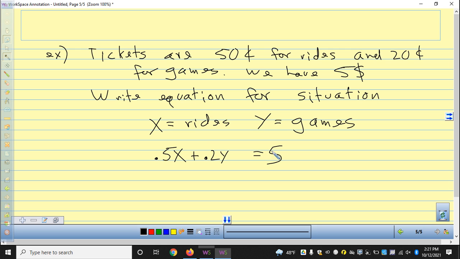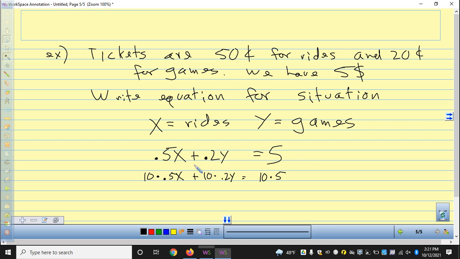Now if we wanted to avoid dealing with these decimals, 0.5 and 0.2, what could we do to make this all in whole numbers? What can we multiply by to get rid of those decimals? What would move the decimal over one place? Multiply by 10. So I'm going to multiply 10 times 0.5x plus 10 times 0.2y equals 10 times 5.